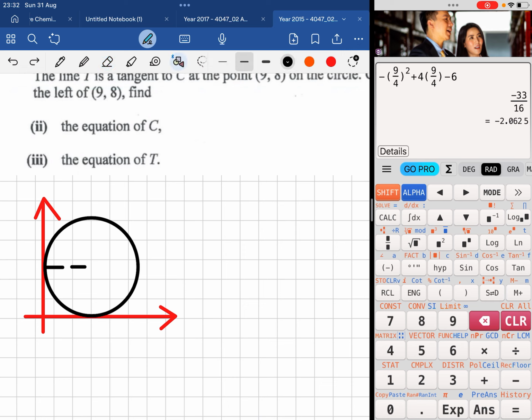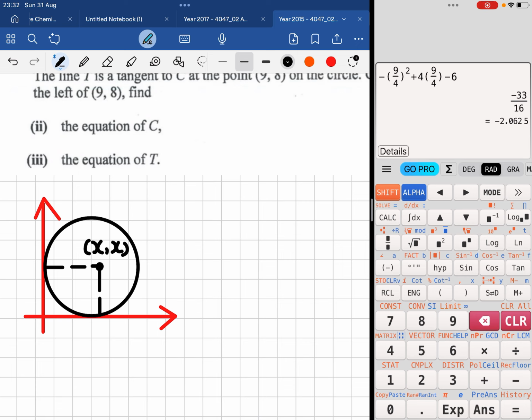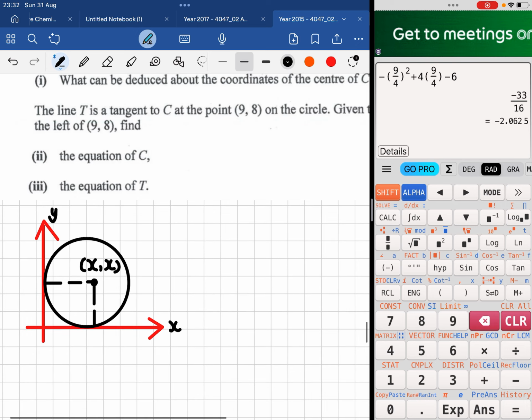Okay, so just like that, it is all the same. So this one is still not the center. So the center of the circle, instead of (x, y), you can put it as (x, x), it can be (x, x) or (y, y). So that's the concept here.